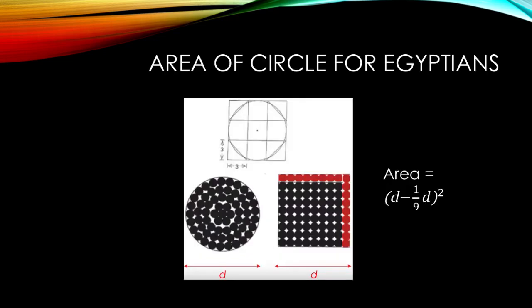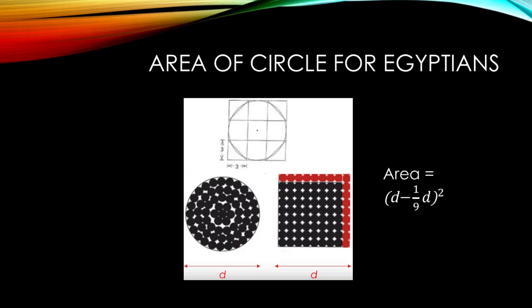And I present to you the equation here of the area of a circle. For ancient Egyptians, the area of a circle is d minus 1/9 of d, all squared. So take the left circle. It has a diameter of d. The approximation of the area of that circle is the area of the black square on the right.